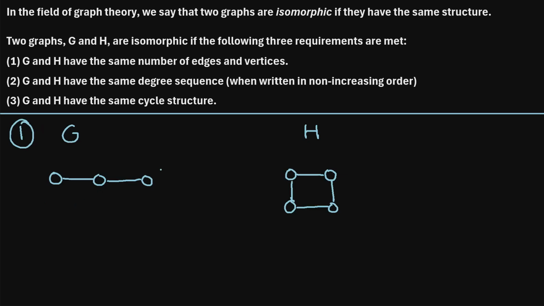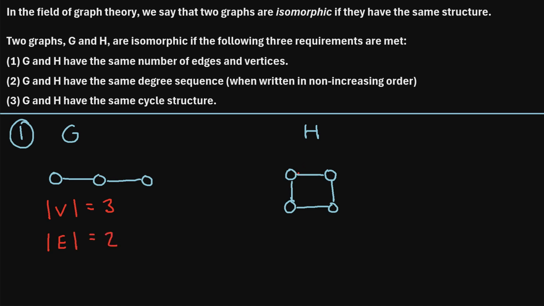All right, so here's our first example. We have graph G and graph H, and we want to know, are they isomorphic? So the first thing we need to check is, do they have the same number of edges and the same number of vertices? So in this first graph, we can see that there are a total of 1, 2, 3 vertices. So we'll write the number of vertices is 3. We can also see that there are 2 edges in this graph. So the total number of edges is 2.